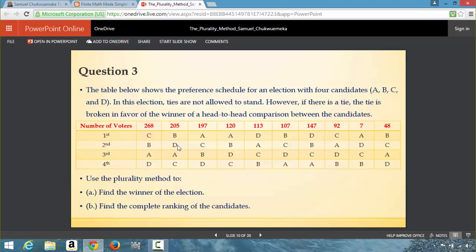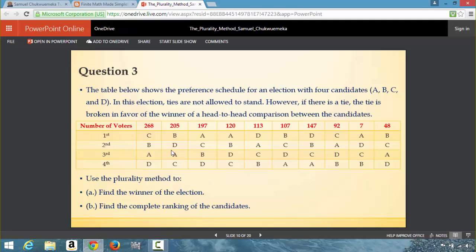You come to this ballot, this column, 205 voters prefer candidate B to candidate C. So take 205 votes and give to candidate B. You come to this column, 197 voters prefer candidate C to candidate B. So you take the 197 votes and give to candidate C. You come to this fourth column, 120 people prefer candidate B to candidate C. They like candidate B more than candidate C. So give 120 votes to candidate B.